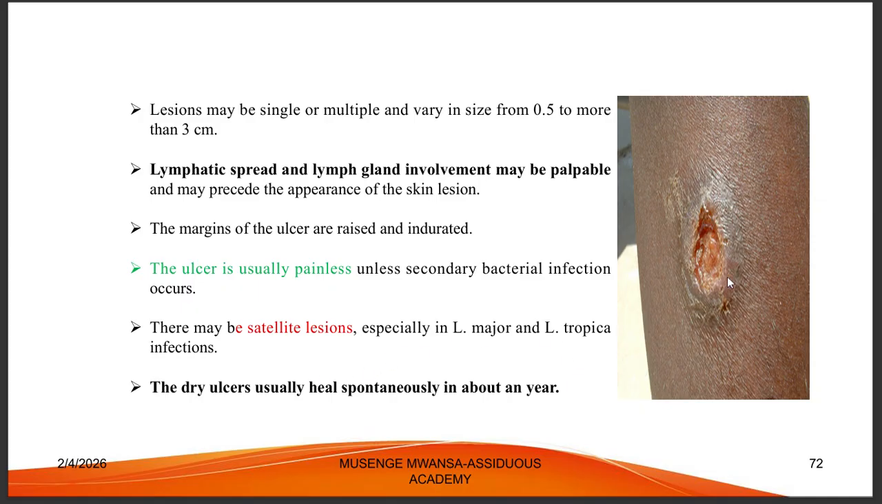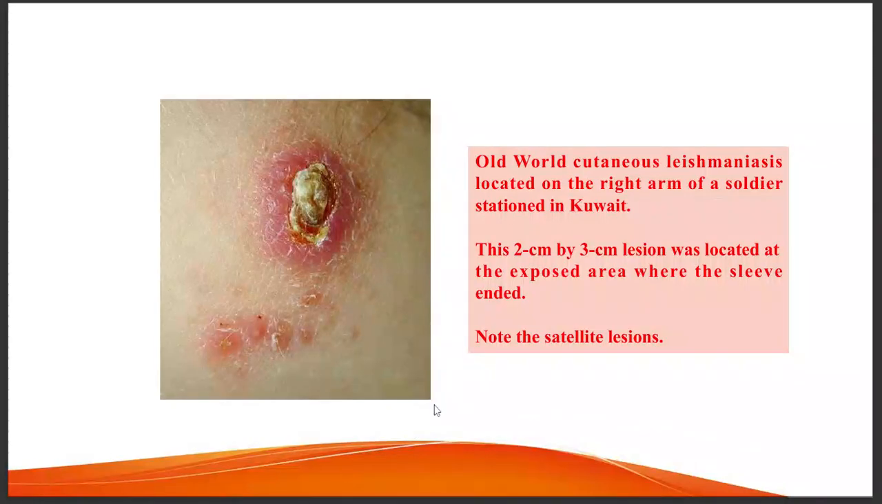You can see the way this one is. Okay, that's known as a satellite lesion. The ulcer is usually dry and it will heal spontaneously in about a year. Okay, so again you can see this one. That's the satellite lesion. Old world leishmania, cutaneous leishmaniasis.